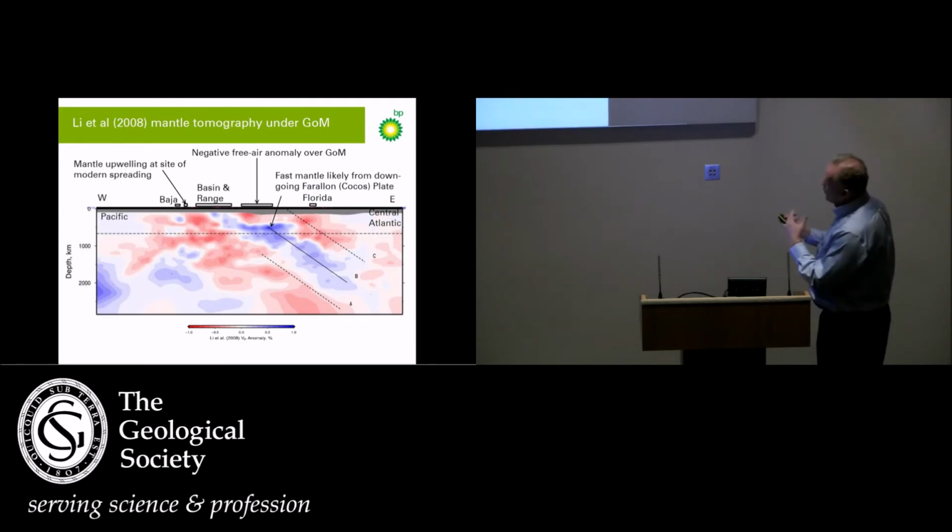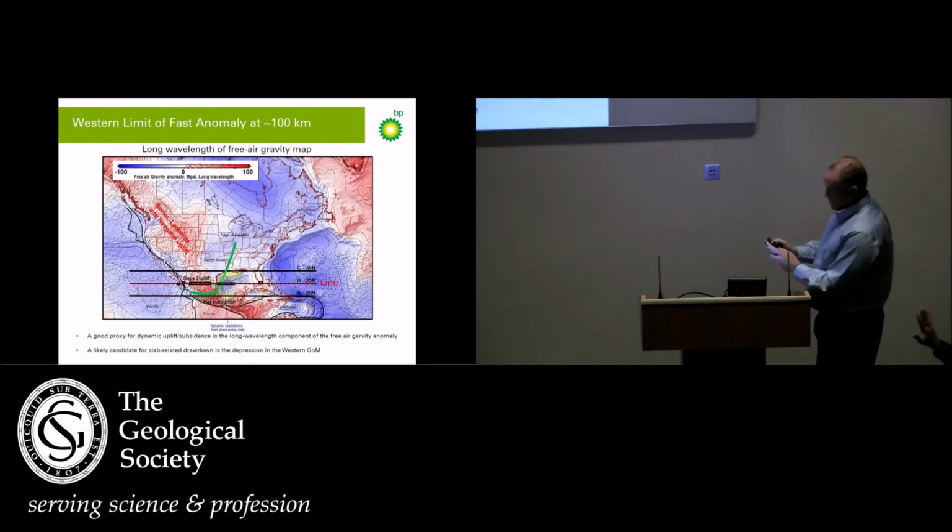But what we've done here, this is an east-west line through the GOM. So this is the coast of Mexico, the onshore basin and range province in onshore Mexico. Here is the negative free air anomaly over the Gulf of Mexico, and what you see is this negative area of fast velocities, which can be interpreted as the downgoing Farallon plate. Okay.